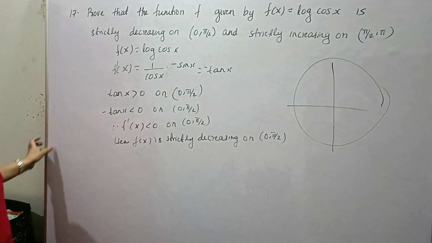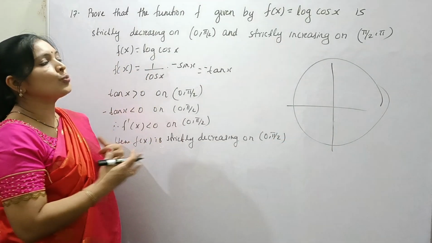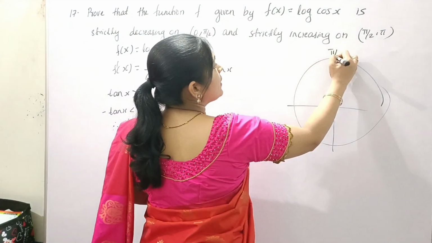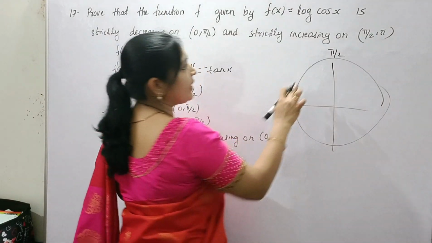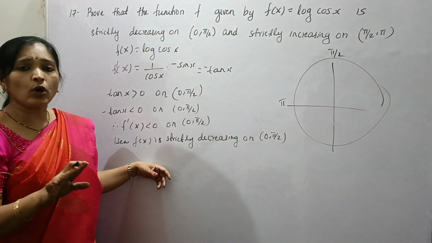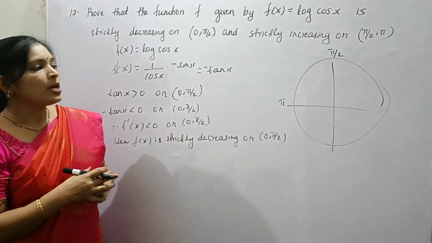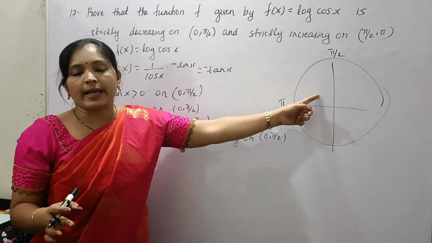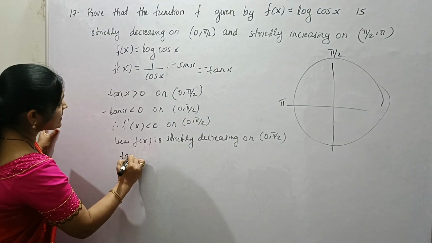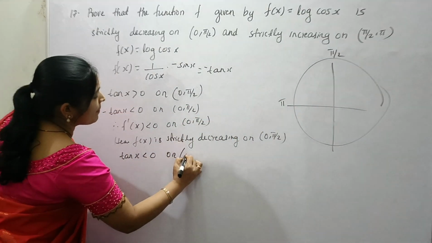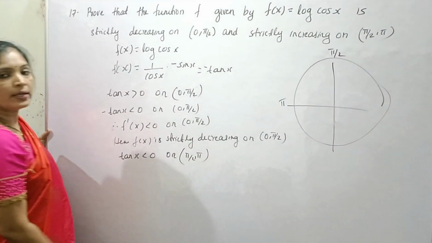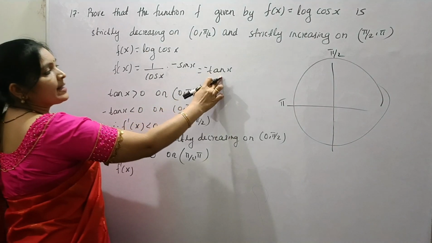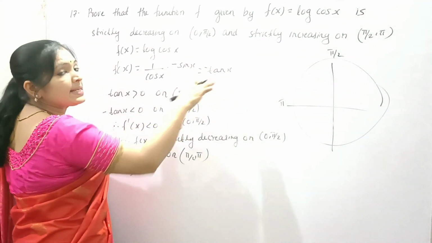Then what about pi by 2 to pi? Here we have to prove this function is strictly increasing on pi by 2 to pi. Pi by 2 to pi lies in the second quadrant. In the second quadrant, tan x is negative. In the second quadrant, only sin x and cosec x are positive, so the other trigonometric functions are negative. That is, tan x is negative in the second quadrant. So tan x is less than 0 on pi by 2 to pi.